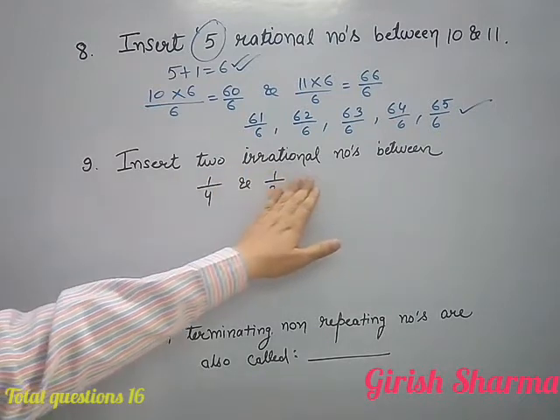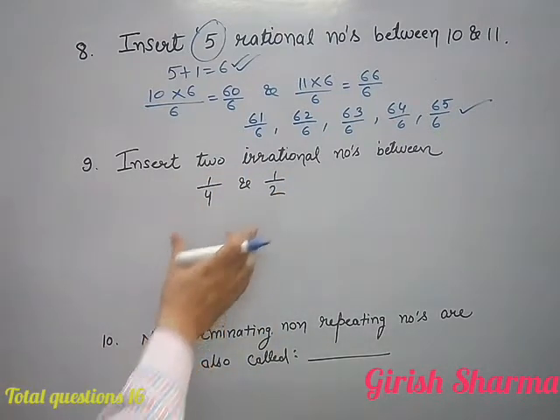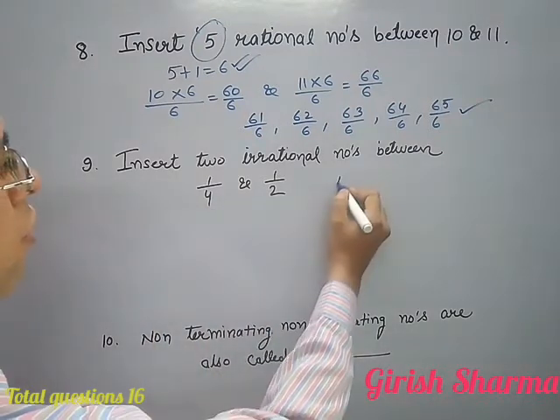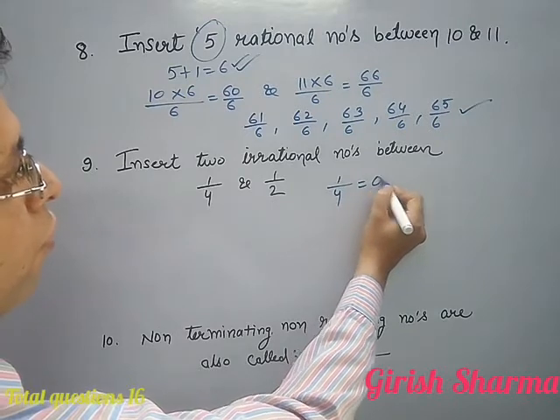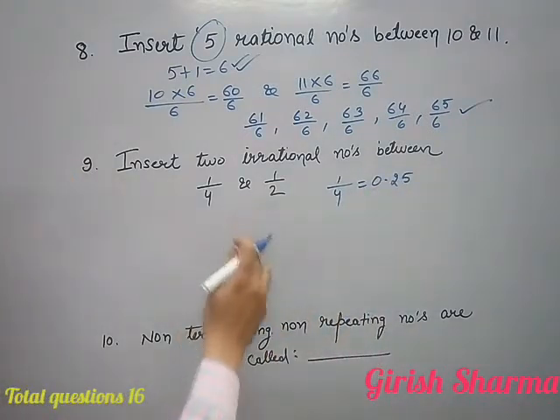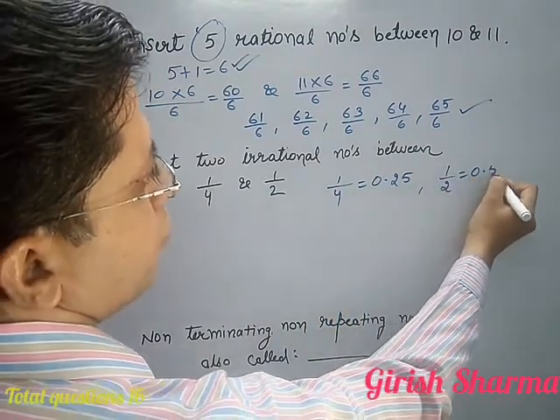Insert two irrational numbers between 1 upon 4 and 1 upon 2. First of all, you have to convert to decimal form. What is the meaning of 1 upon 4? You all know easily, 1 upon 4 means 0.25. And 1 upon 2 means what? Half. Half means 0.5.